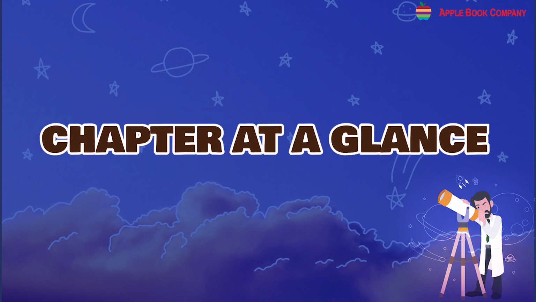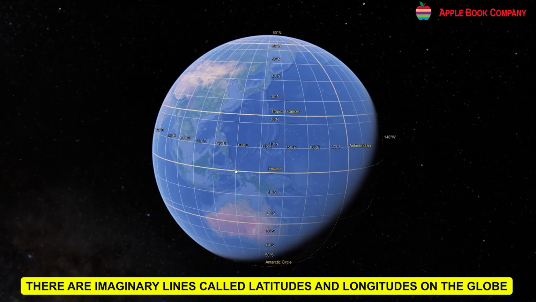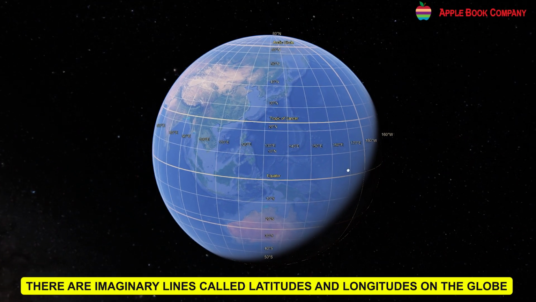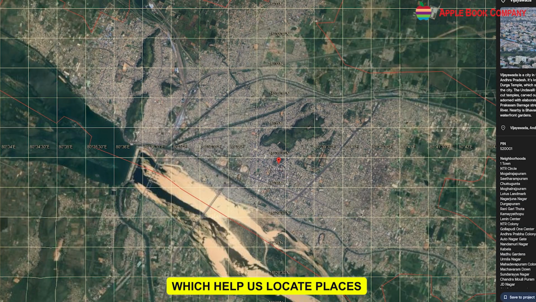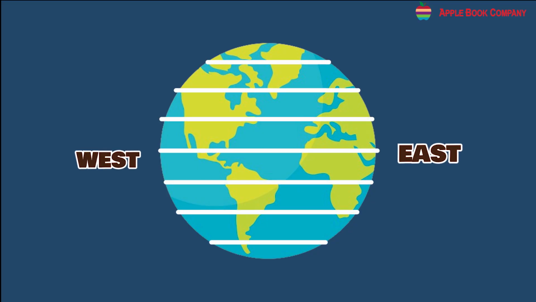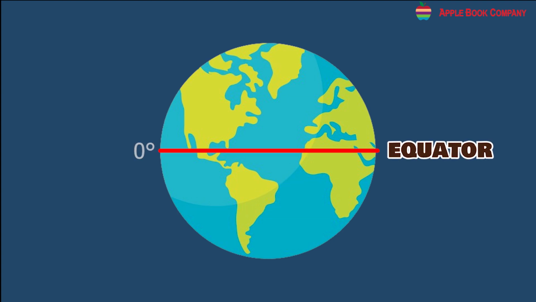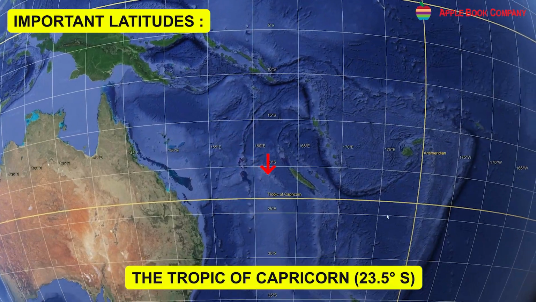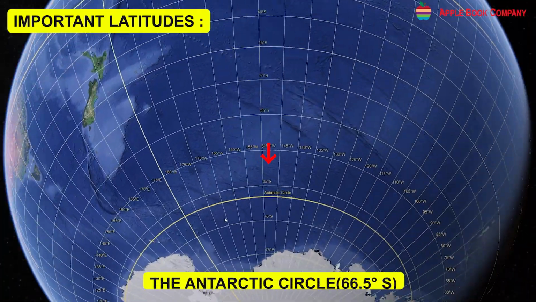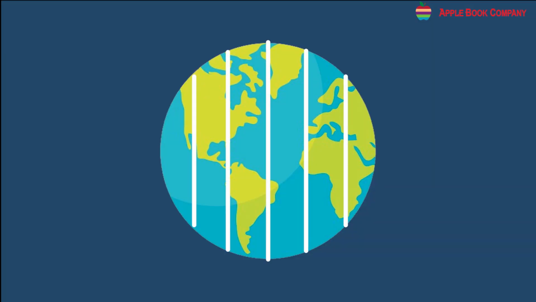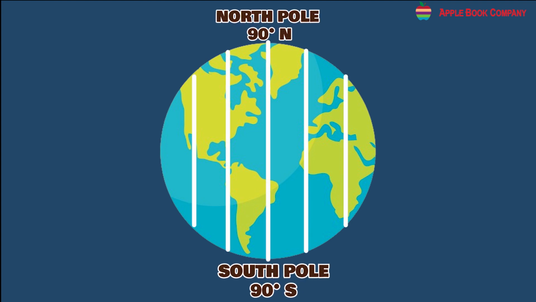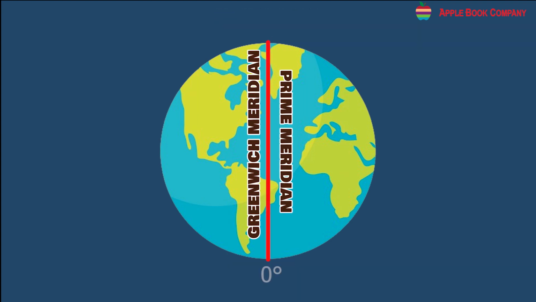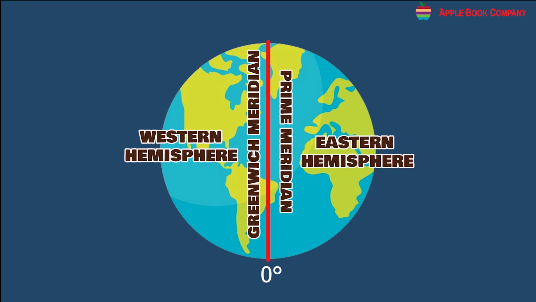So let us quickly have the chapter at a glance. Are you all ready? There are imaginary lines called latitudes and longitudes on the globe which help us locate places. Lines of latitude run east to west and the equator is at 0 degree latitude. Important latitudes: the Tropic of Cancer, the Tropic of Capricorn, the Arctic Circle and the Antarctic Circle. Lines of longitude or meridians run from the North Pole to the South Pole. The prime meridian, 0 degree longitude, separates the Earth into the Eastern Hemisphere and the Western Hemisphere.